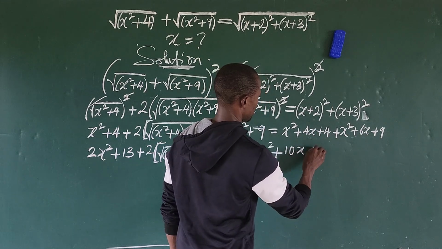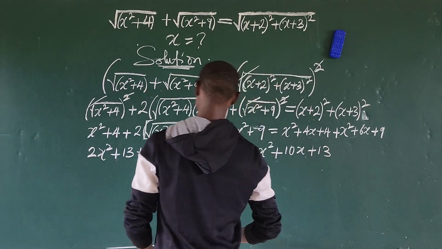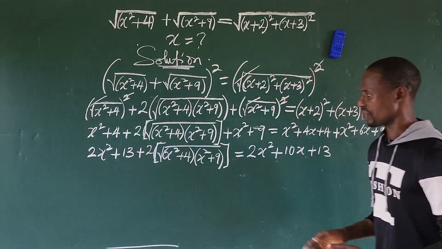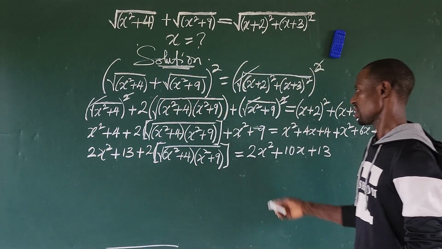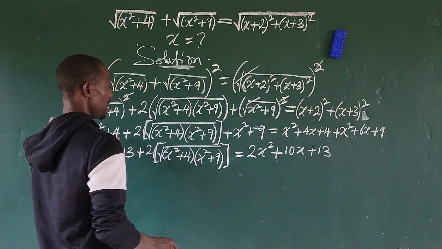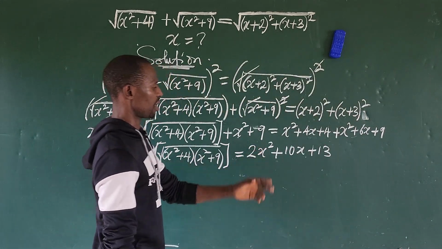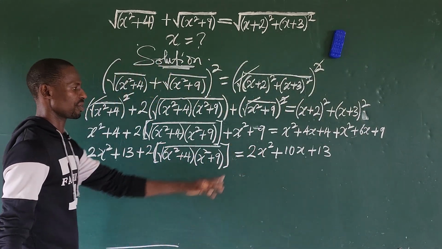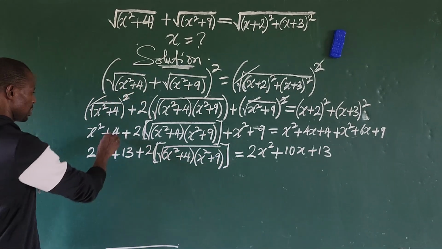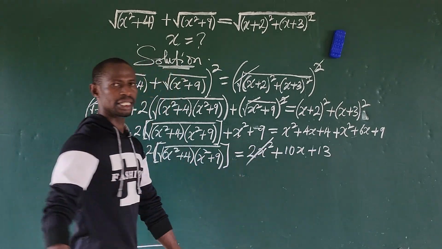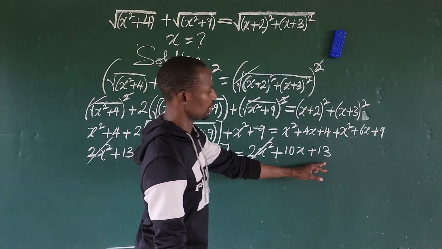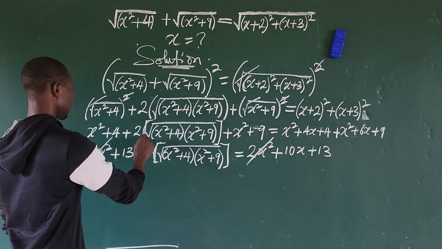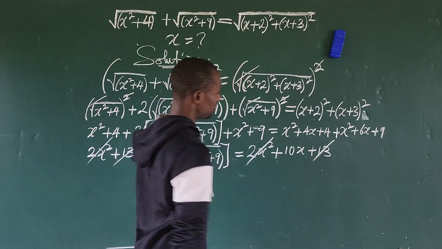So let's figure out some terms that can kill themselves out of the system. Here we have 2x to the power of 2 on both sides. If this crosses to this side, it's going to give us minus, and here we have plus. So automatically this and this leave the system. Then again, here we have plus 13, and here we have plus 13 on this side. If it crosses to this side, it's going to give us minus 13. And so this and this leave the system.